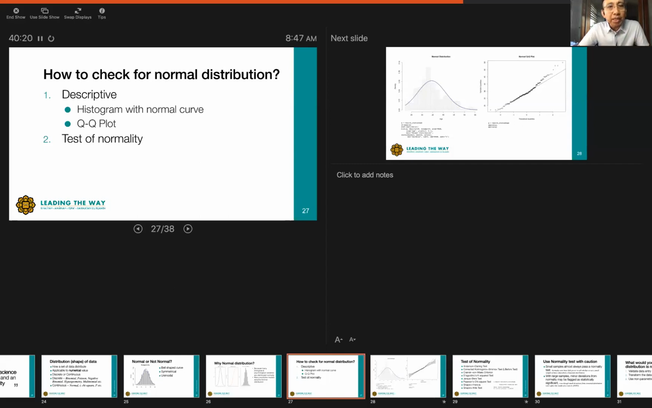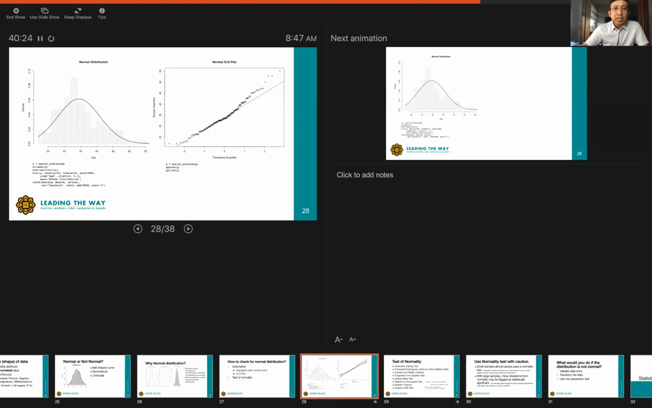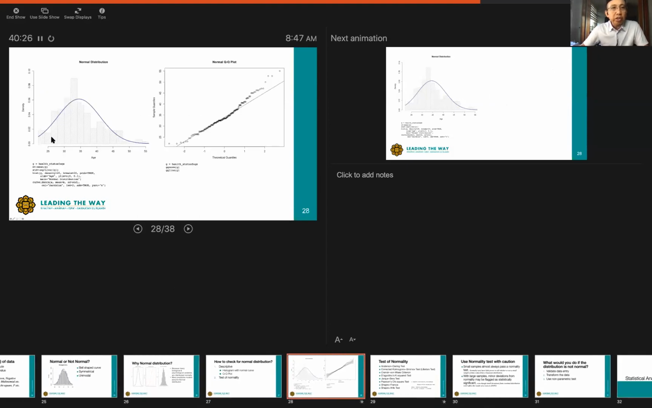You are using histogram with normal curve, and QQ plot. So what is a normal curve? Normal curve, something like this one. You can see this is the histogram, and then you plot the normal curve on it. So then you decide. You can see here, it is not really symmetrical, right? You can see the tail is slightly longer on the right side. So they are somehow skewed a bit to the right.